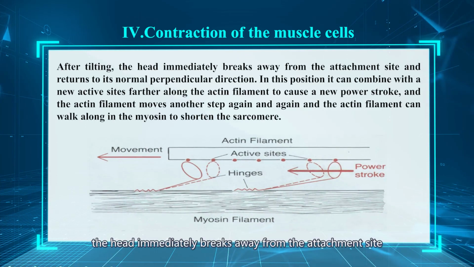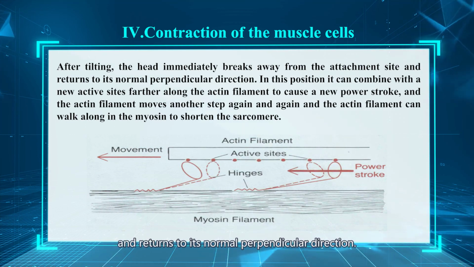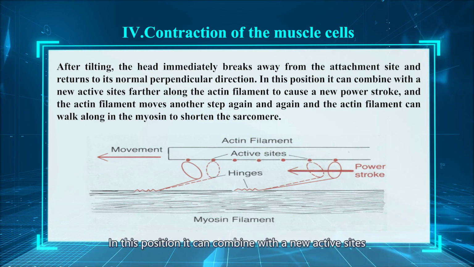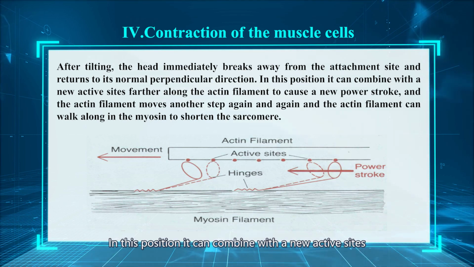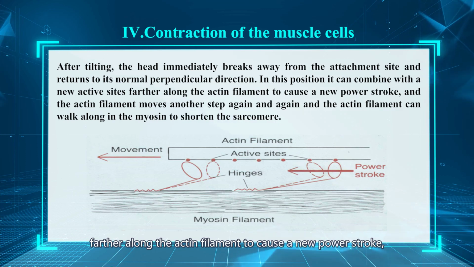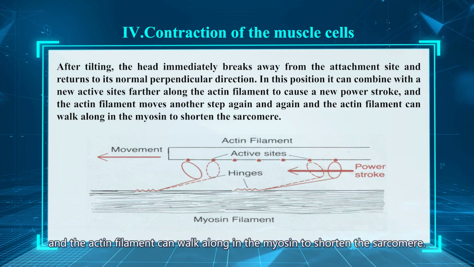After tilting, the head immediately breaks away from the attachment site and returns to its normal perpendicular direction. In this position, it can combine with a new active site further along the actin filament to cause a new power stroke, and the actin filament moves another step again and again. The actin filament can walk along the myosin, shortening the sarcomere.